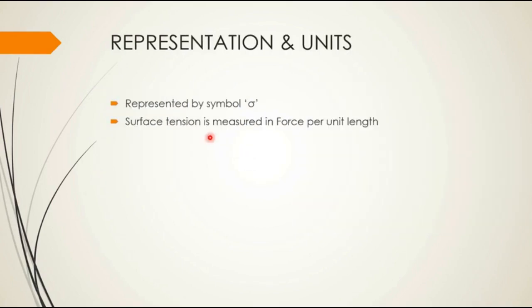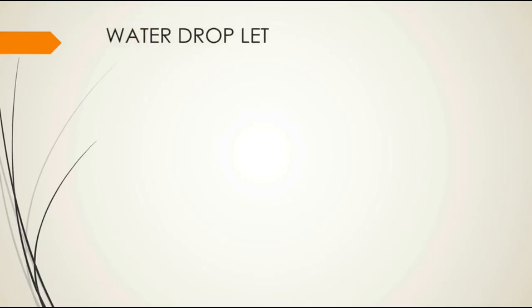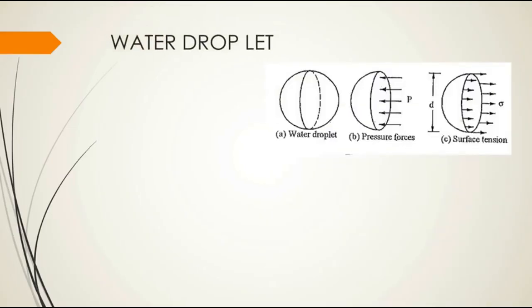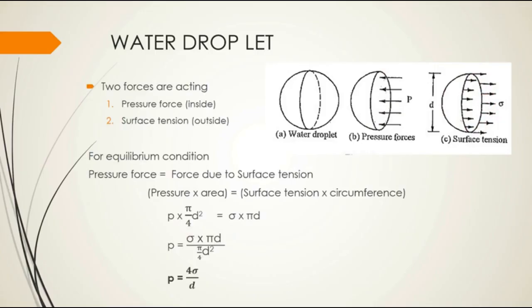Now, let us see the mathematical and technical approach to surface tension. It is represented by the symbol sigma and is measured in force per unit length. Let us consider first a water droplet. Now I will cut it into two halves. If I check the surface on this cross section, the pressure force inside the water droplet is equal to the surface tensile force acting along the circumference of the circle. For the equilibrium condition, the pressure force is equal to the surface tension force. If you simplify this, finally you will get pressure is equal to 4 sigma by d.